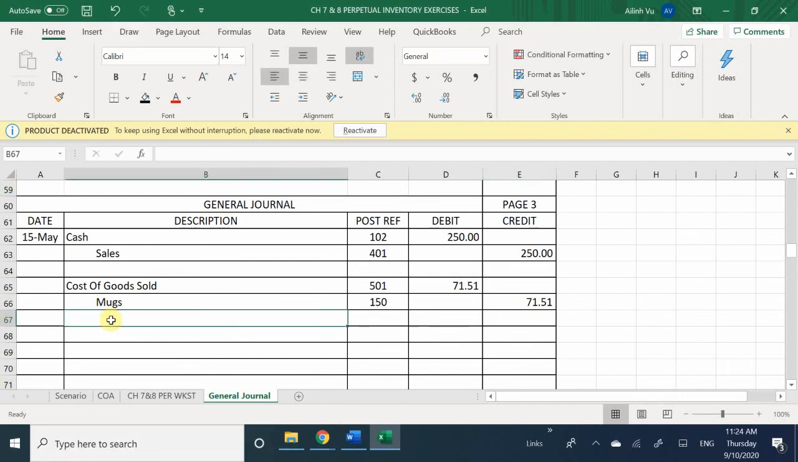Now I'm going to indicate in here my journal. Sold 25 mugs.